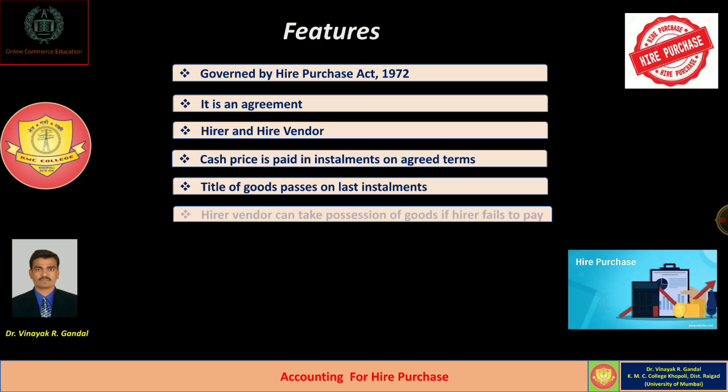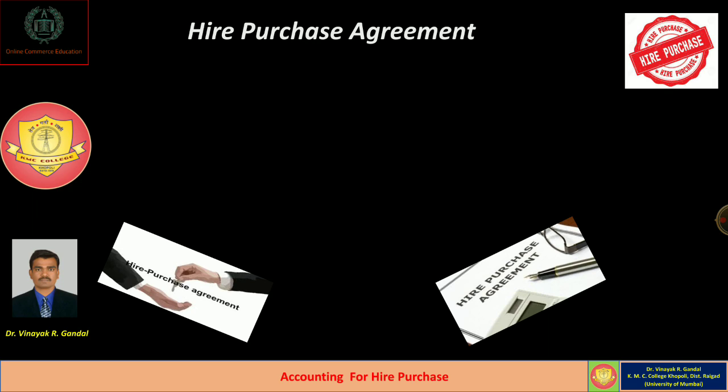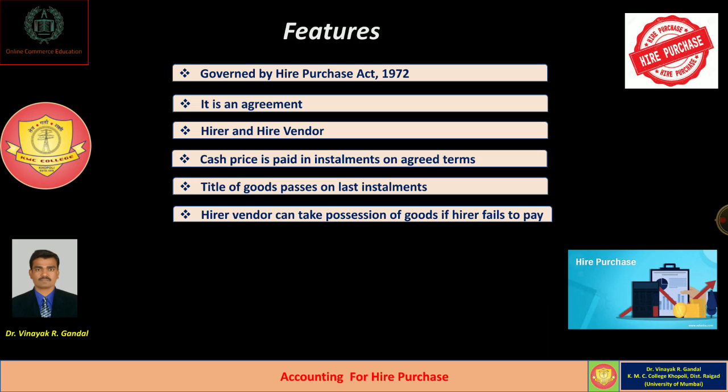Okay. Next feature is that the hire vendor can take possession of goods if the hirer fails to pay. It means the hire vendor has a right to get back his goods or asset if the hirer fails to pay any amount of installment due. So these are a few features of hire purchase system, and we have to understand the detailed procedure of hire purchase system.